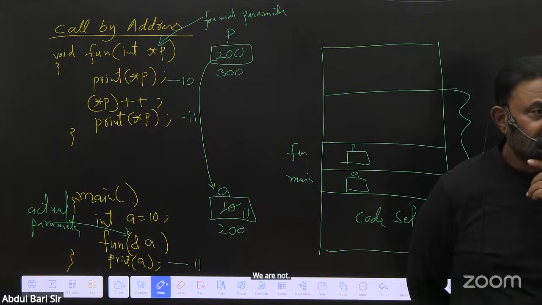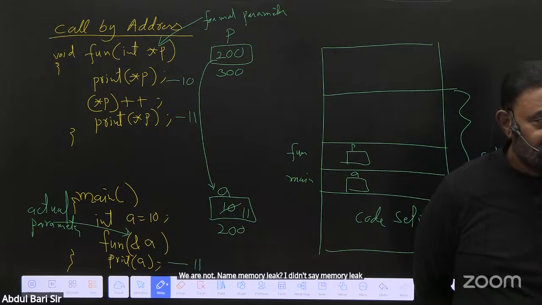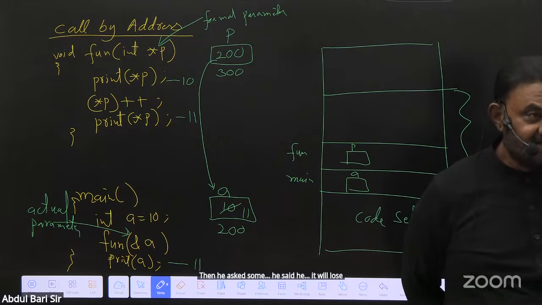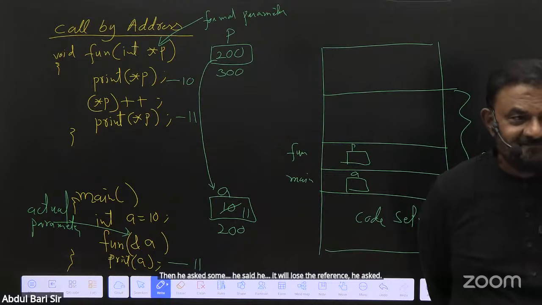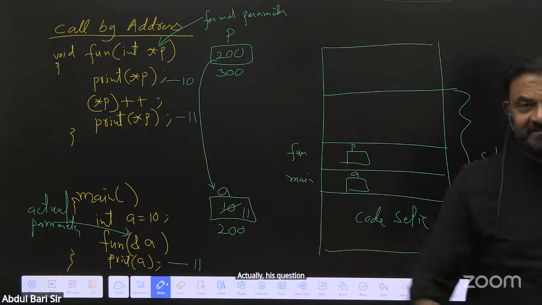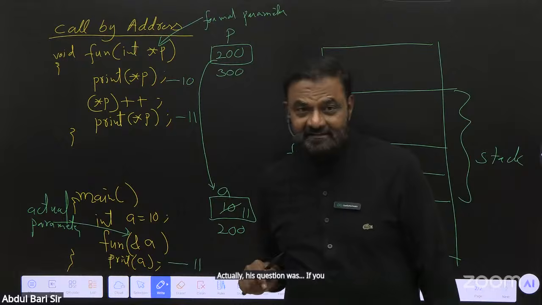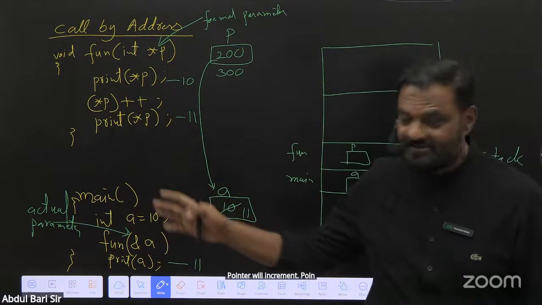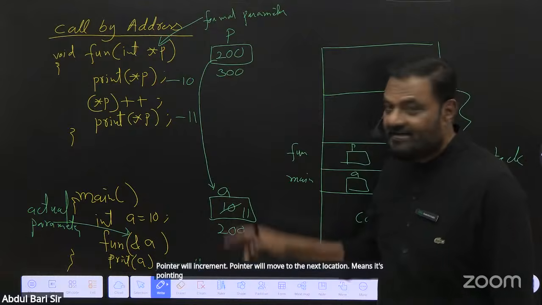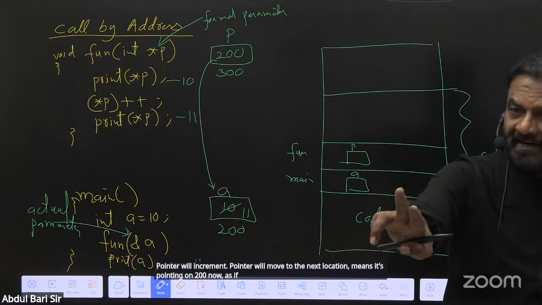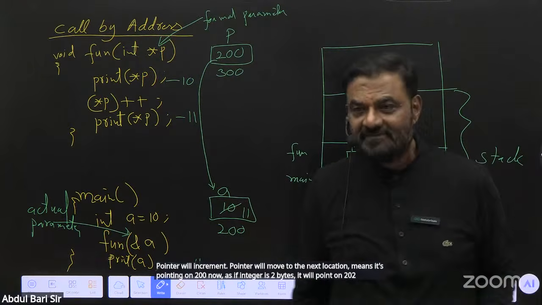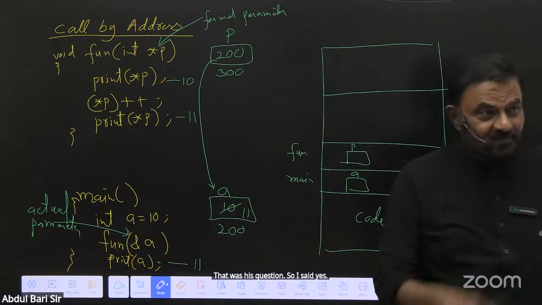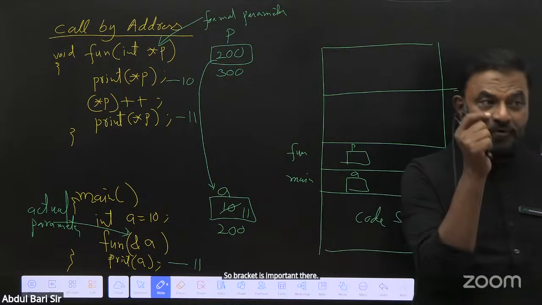No, memory leak. I didn't say memory leak. He asked something, he said it will lose the reference. Actually, his question was, if you don't write the bracket, the pointer will increment. The pointer will move to the next location. It's pointing at 200 now, and if an integer is two bytes, it will point to 202. That was his question, so I said yes. So the bracket is important there if you really want to modify the data.